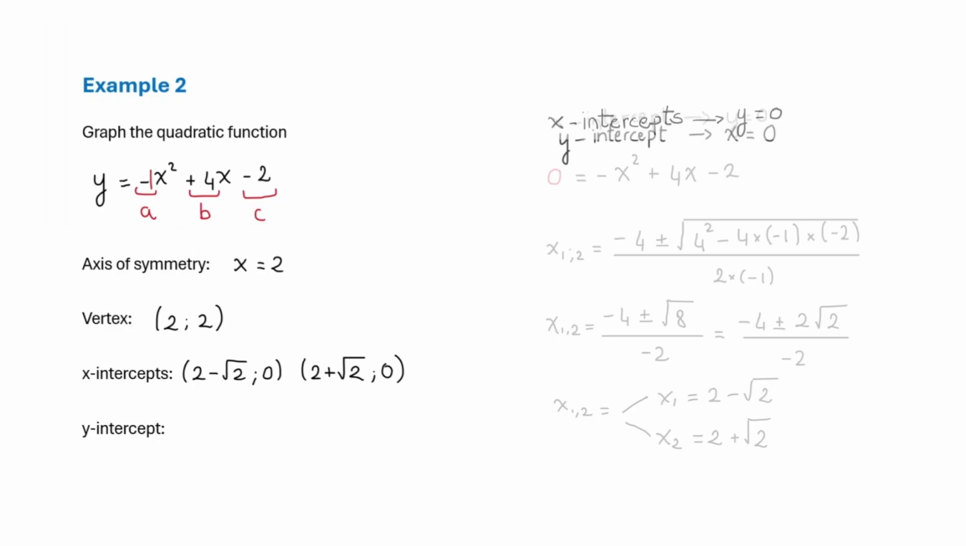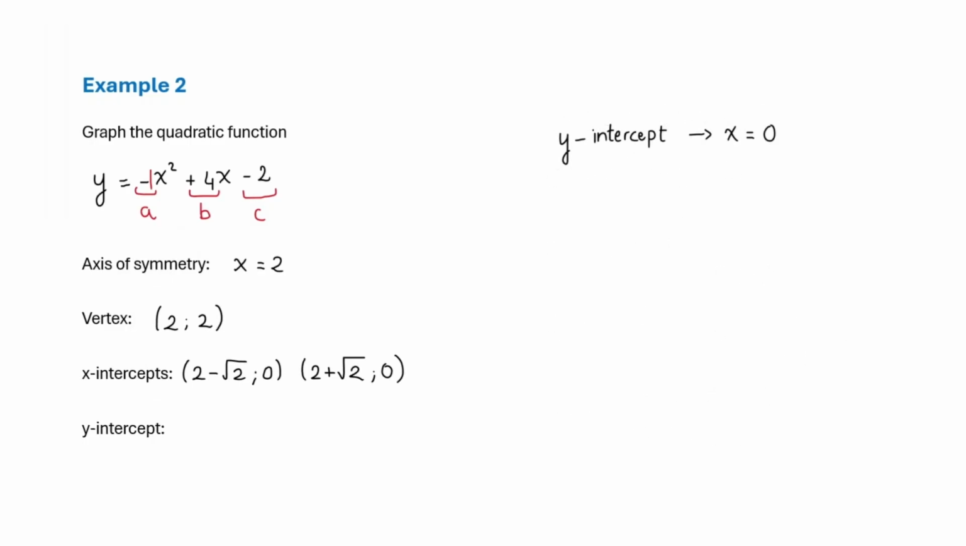First, though, let's find the y-intercept. To do this, we set x equal to 0. When we substitute 0 for x, both terms containing x become 0, leaving us with just the constant term. This gives us y equals -2. Therefore, the y-intercept is the point 0, -2.